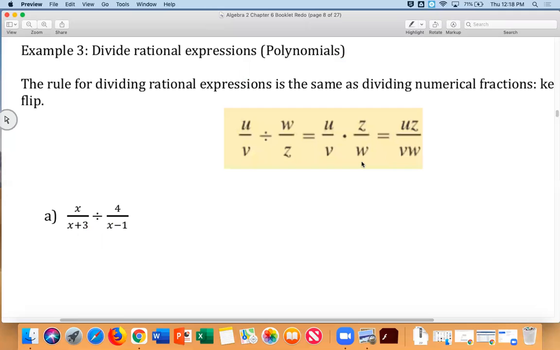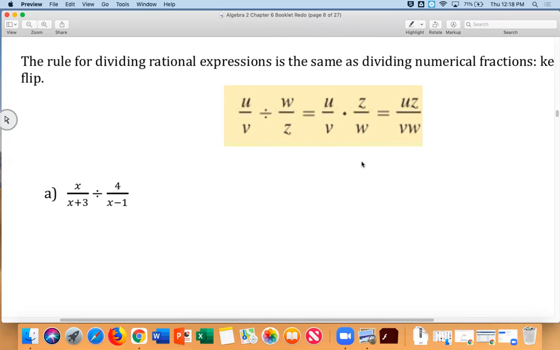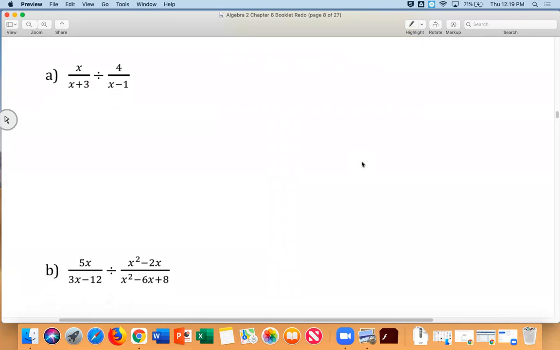All right. When dividing rational expressions, let's just think, when we divide fractions, what do we have to do to the second fraction, Kayla? Flip it. So the only thing we have to do here is before we do anything, we need to flip that second fraction. All right, so I need to rewrite A. What I'm going to do is write x over x plus 3 times, and then I'm going to flip that second fraction and multiply by the reciprocal.